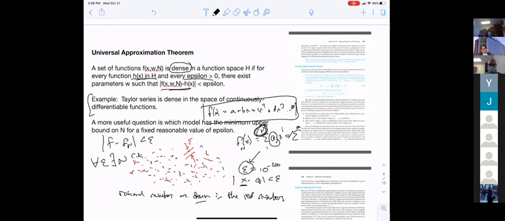But a finitely terminating Taylor series has just a finite number of these weights. And I'm saying that I can get arbitrarily close to any function I want using a finite number of weights. That's important for a neural network. I don't want an infinite sized neural network, right?